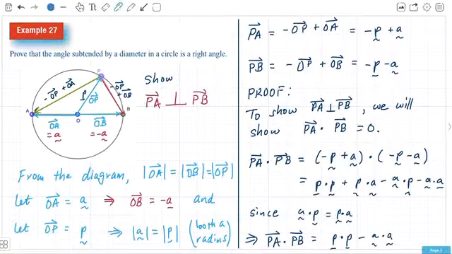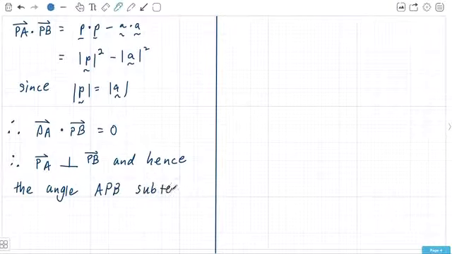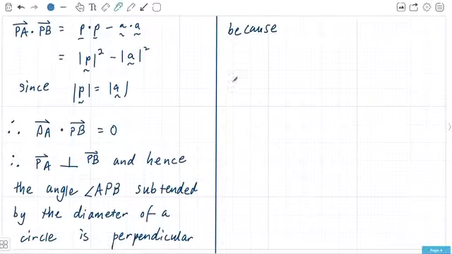Now the angle here is going to be APB or BPA, hence the angle APB subtended by the, and we should do the little angle sign, diameter of a circle is perpendicular because the dot product of P to A and P to B is 0.